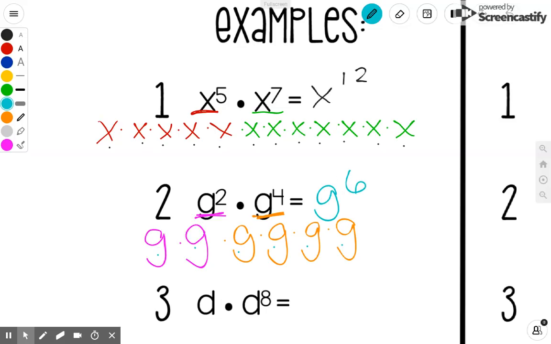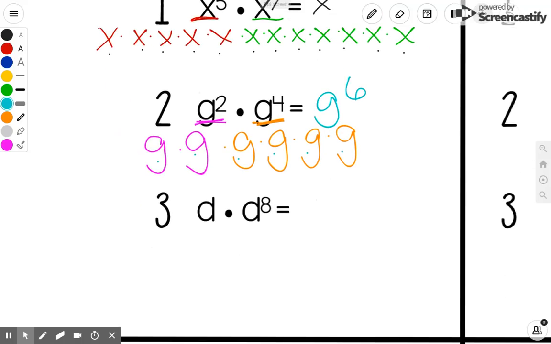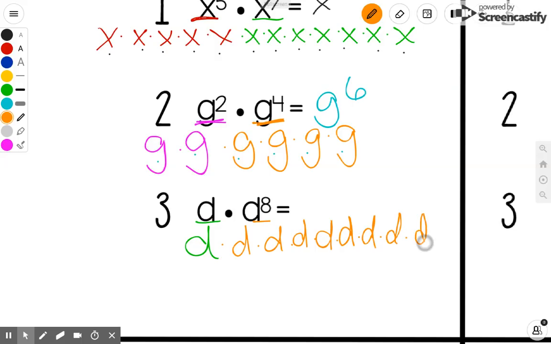Okay, and the last one we have for this is d times d to the eighth. I'm sorry, d to the eighth, not d squared. So we got 1, 2, 3, 4, 5, 6, 7, 8. And then again, we just count them. 1, 2, 3, 4, 5, 6, 7, 8, 9. So this is d to the ninth power.